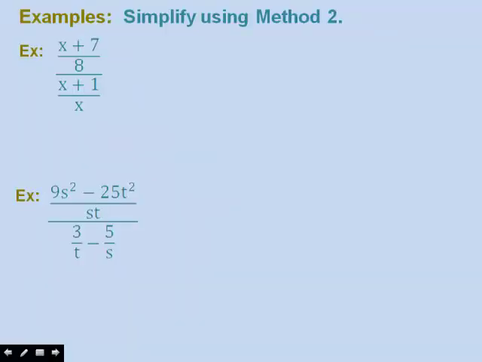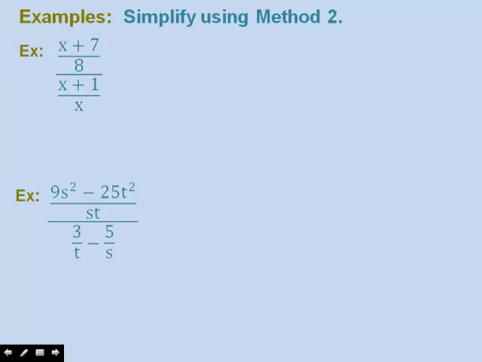Let's do some more examples of using this method. In this first example, we could use method 1 very easily because we already have only one rational expression in the numerator and one in the denominator. But we're going to do this using method 2 for this example.